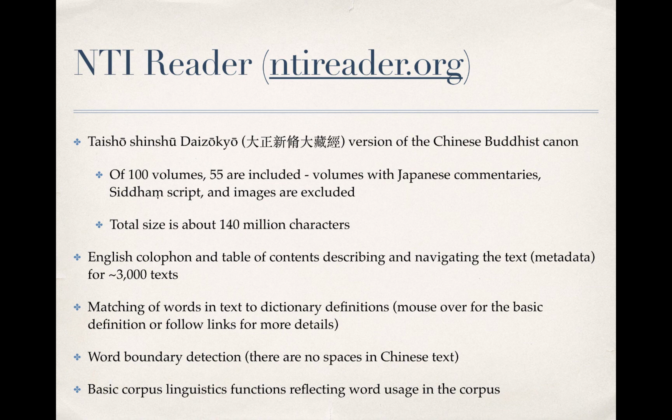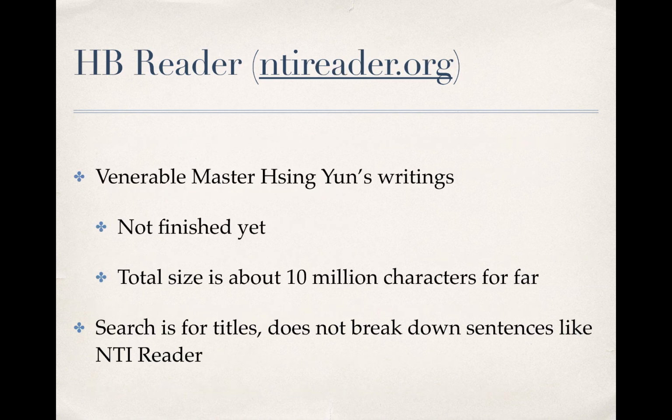The total size of these 55 volumes is about 140 million characters, so very large. There's a large number of texts, over 3,000 texts. Each text has an English colophon explaining to you in English what the text is and a little bit about the background of the text. And then for each text, all the words included in the text are matched to English definitions. You just mouse over the word and you can see the definition that we think is most likely for the word. Then word boundary detection figures out the boundaries between the words, and then some other corpus linguistic statistics are computed on the word.